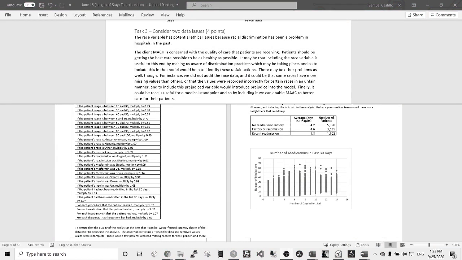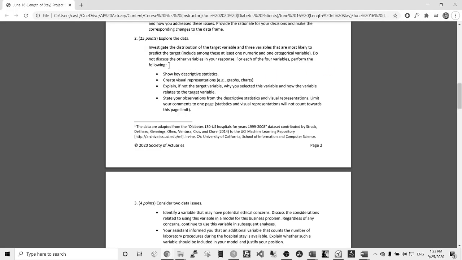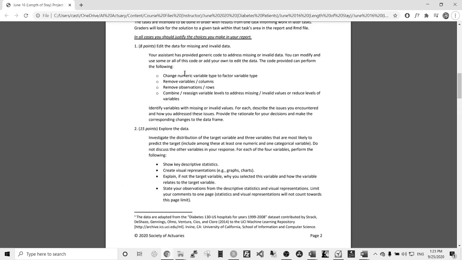In task 3, we were asked to investigate 2 data issues. These were for including race in the model and for including the number of lab procedures. It may be helpful at this point to look back at the project statement to get an idea as to what questions they wanted answers to.